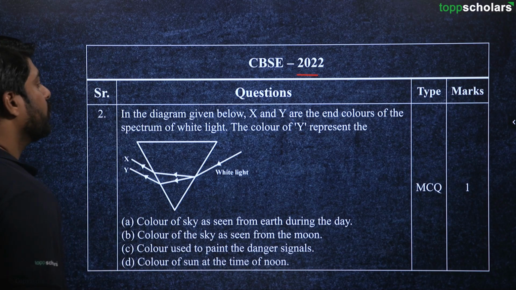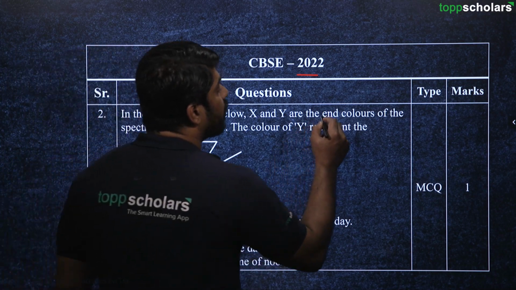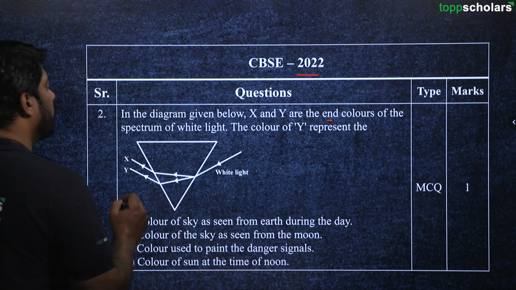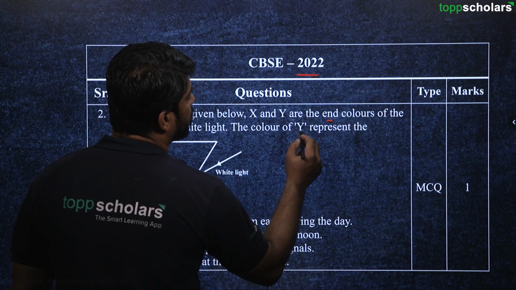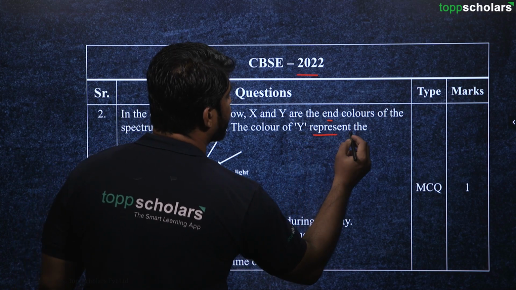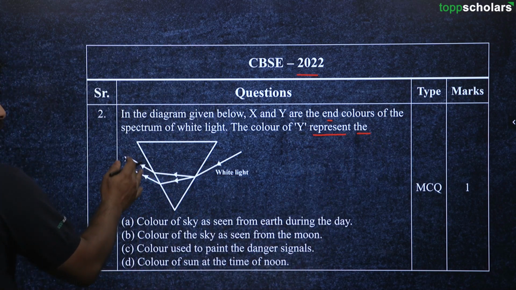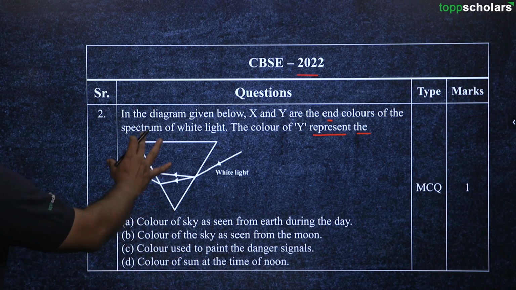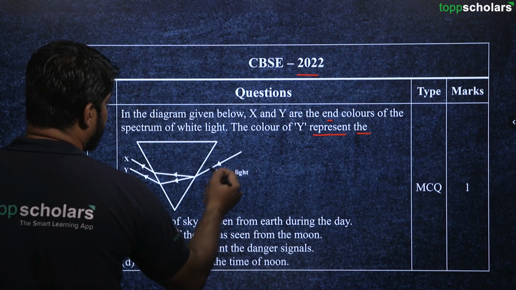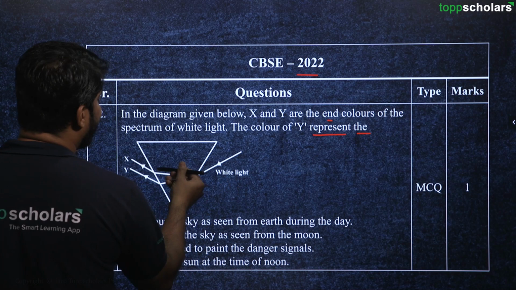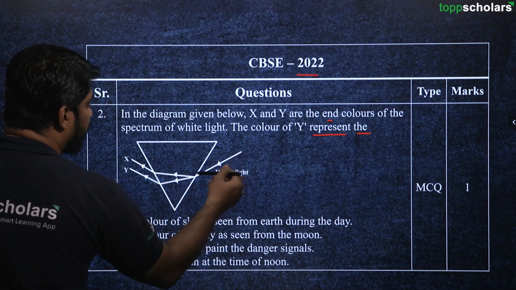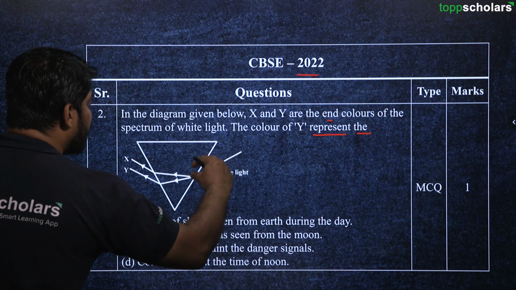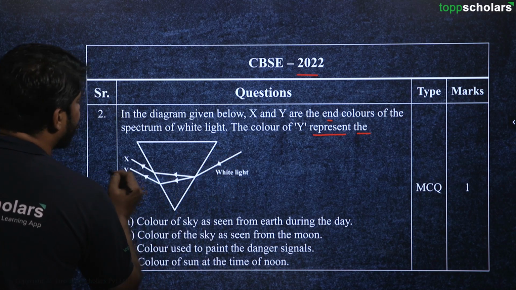In the diagram given below, X and Y are the end colors of the spectrum of the white light. The color of the Y represents the, so we have got four options over here. So here is a prism, okay, and here is the white light which is entering, and after entering it is dispersed into its component colors.